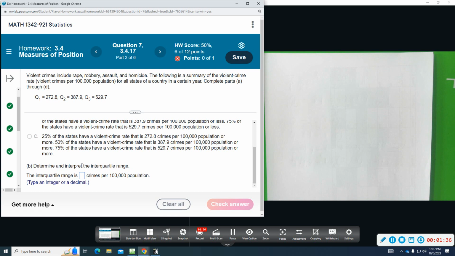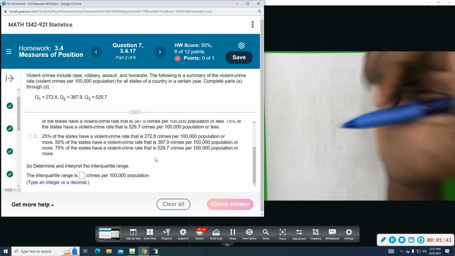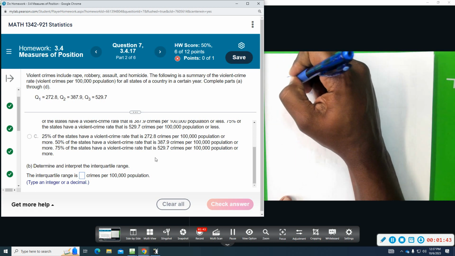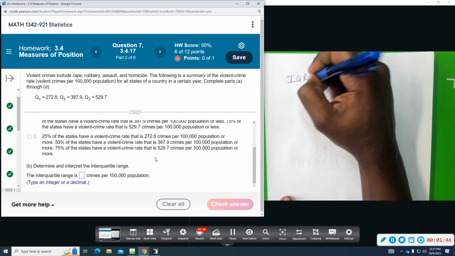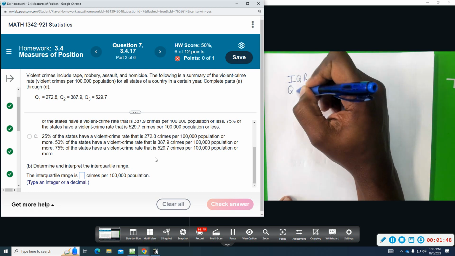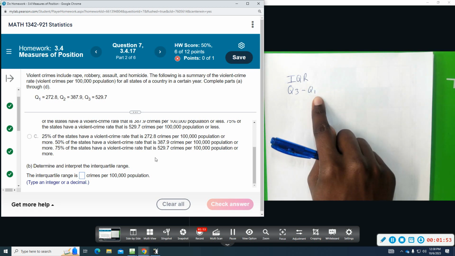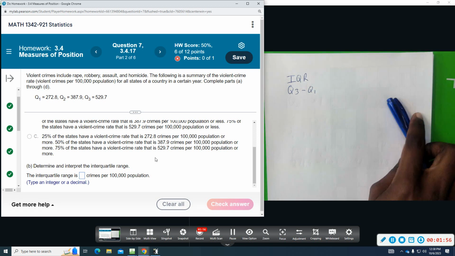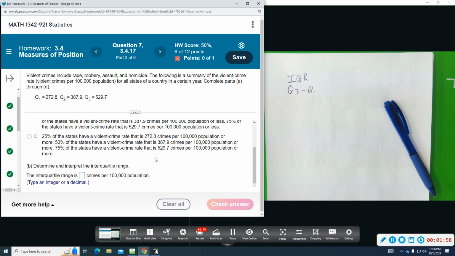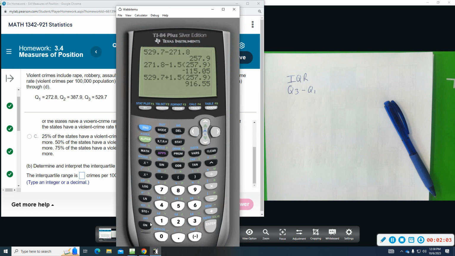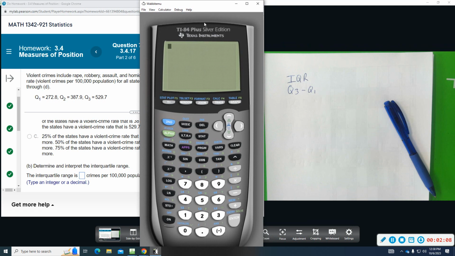Part B says interpret the interquartile range. Okay, the interquartile range, which we denote IQR, from the text, is Q3 minus Q1. So we will take the third quartile, subtract the first quartile, and that will give us the middle 50%. So I'm going to pull up calculator and we're going to compute the interquartile range.